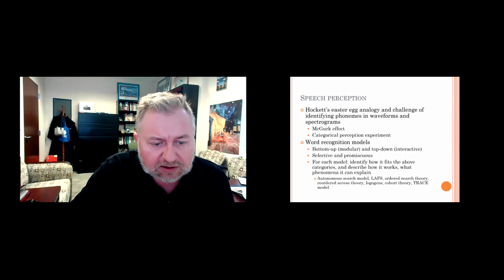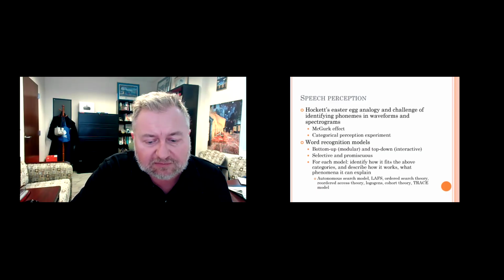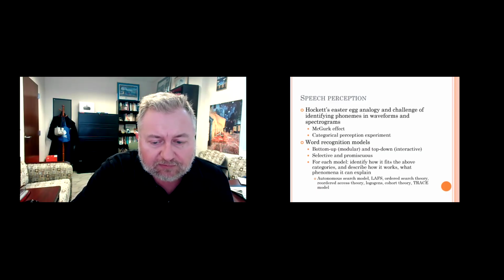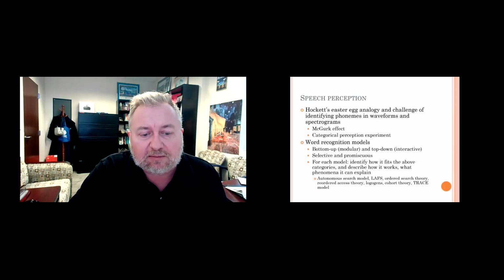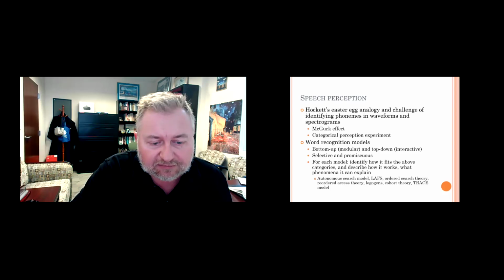Wrapping up, a big chunk of this chapter was on word recognition models. So there was a long list of them. I have that down at the bottom. The first thing is that make sure you're familiar with the general ways of categorizing these models. So some are bottom up and some are top down, but we sometimes see that bottom up models are sometimes called modular, and the top down models are sometimes called interactive.